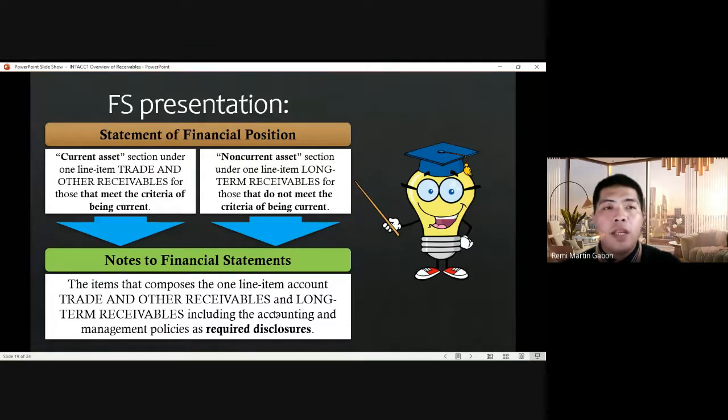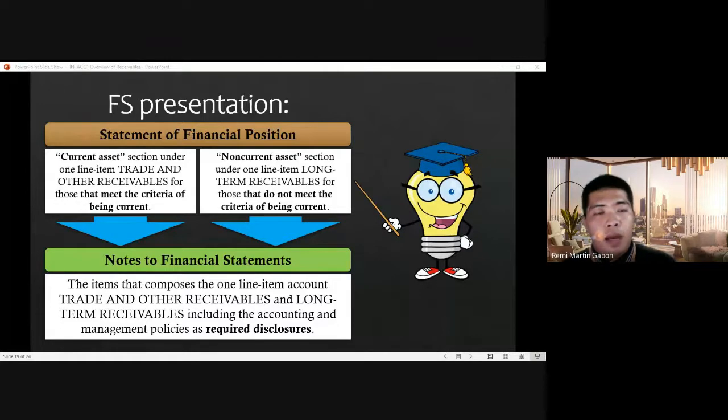Those that meet the definition of current will fall under trade and other receivables account. Okay, trade and other receivables account. Usually, the account title that is being used for current receivables are trade and other receivables account. So after cash and cash equivalents, provided that, assuming you have no other highly liquid investments, from cash and cash equivalents, you can have trade and other receivables as second line item in your balance sheet. Okay. So again, current assets, trade and other receivables if met the criteria of being current.